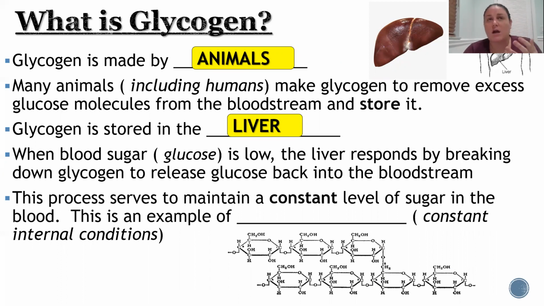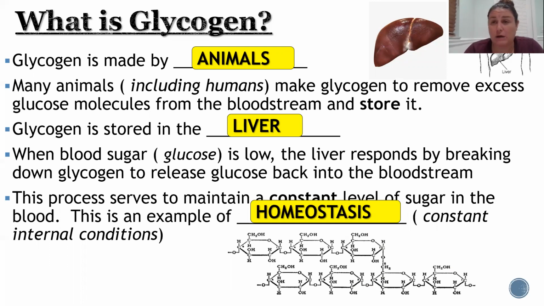And this process of you eat a lot of sugar, your body stores it, and then when you don't have enough, it releases it, is a way to maintain a constant level of sugar in our bloodstream. And that is a really good example of homeostasis, maintaining constant internal conditions. And that's one of the things that we want to do, is try to maintain our blood sugar level throughout the day. And for people who have diabetes, that is a disease. And if you fail to maintain homeostasis, it can result in disease or death.